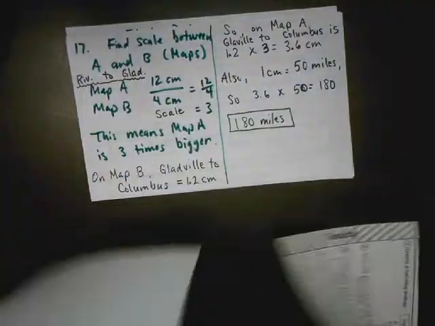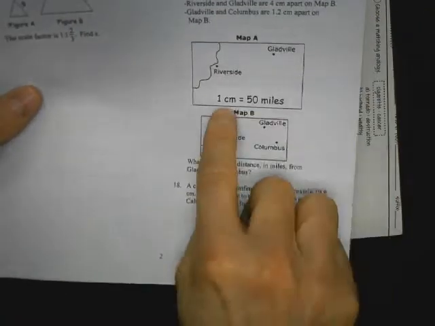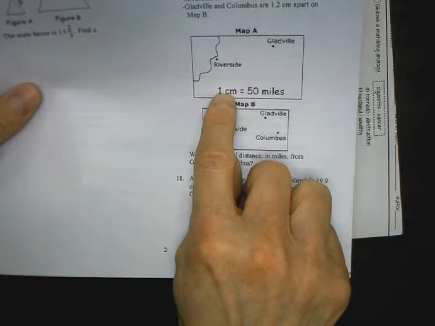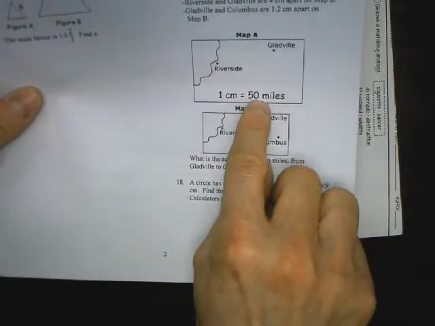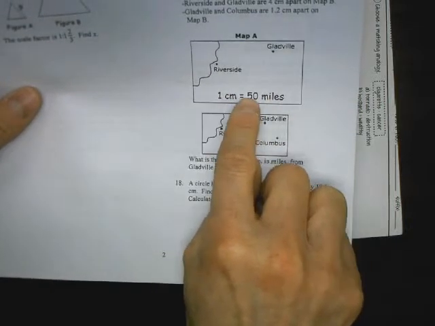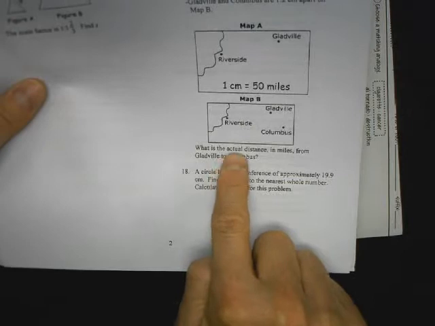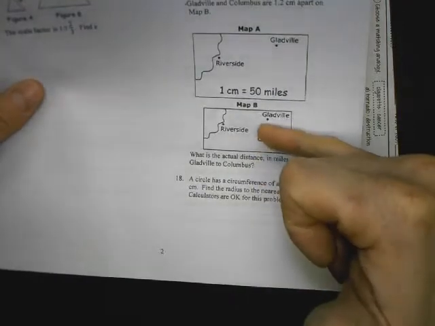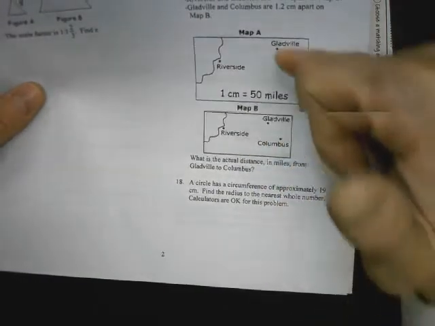Number 17, they give us those two maps. For 17, it tells us if we can figure out how many centimeters it is, we multiply that by 50, because every centimeter is 50. But that's for map A. So I have to get that distance. It says for Gladville to Columbus. So that's my goal. The problem is they don't draw it on map A. So what I need to do is use map B to figure out how far it is on map A, so I can multiply it by 50 and get the actual distance.